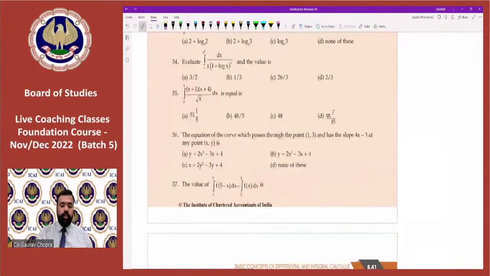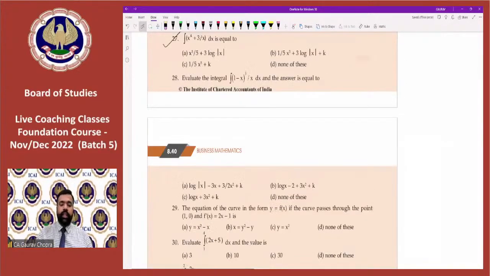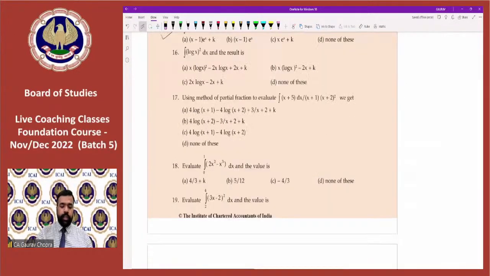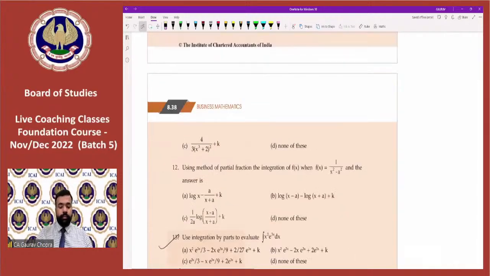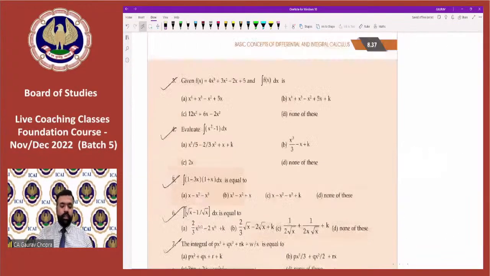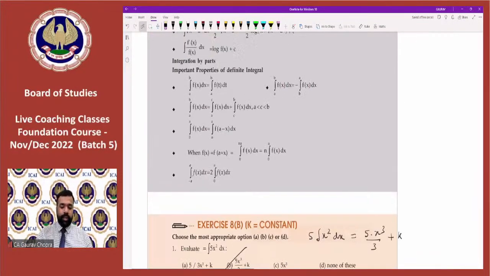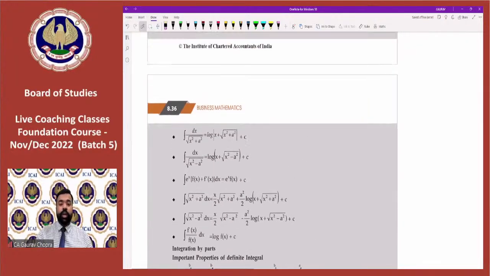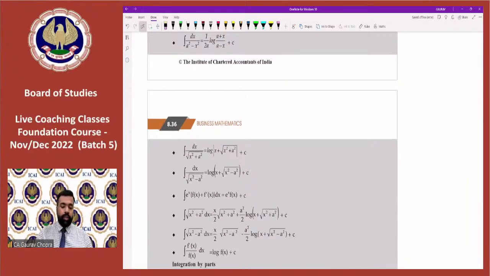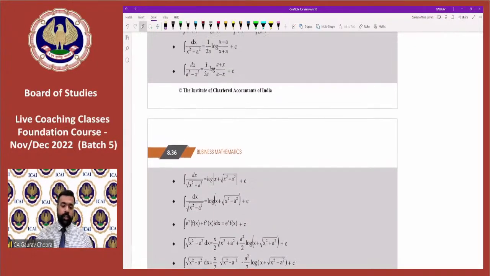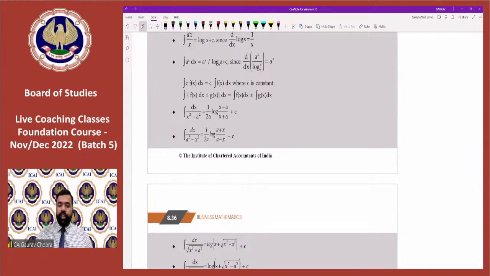And I think you will be able to solve all these questions very easily now. And this chapter can become just like a cake. Very soft and easy chapter. The main thing is you have to learn all the formulas, you have to apply all the formulas, and then it becomes very easy.